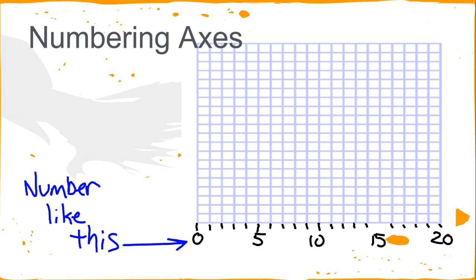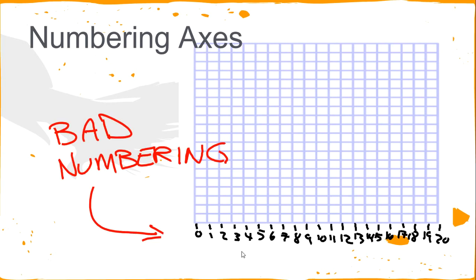Whenever you're numbering, you want to make sure you have some good numbering. So good numbering is numbering that is correctly spaced and non-cluttered. You don't have to number every line, but you should include some type of tick mark that will indicate where the number is. This would be bad numbering. Although the spacing is correct, you should not number every line because it looks too cluttered.